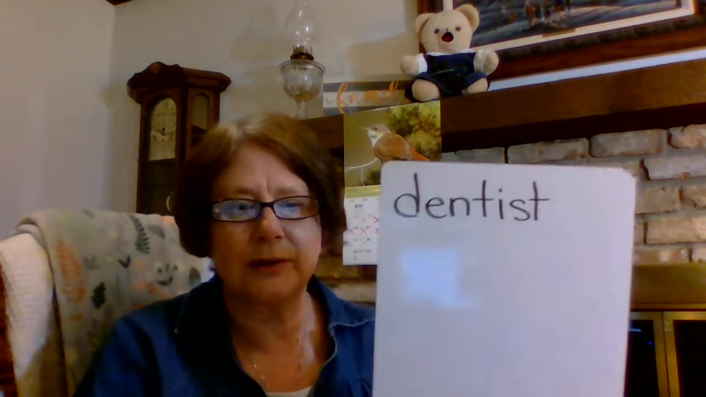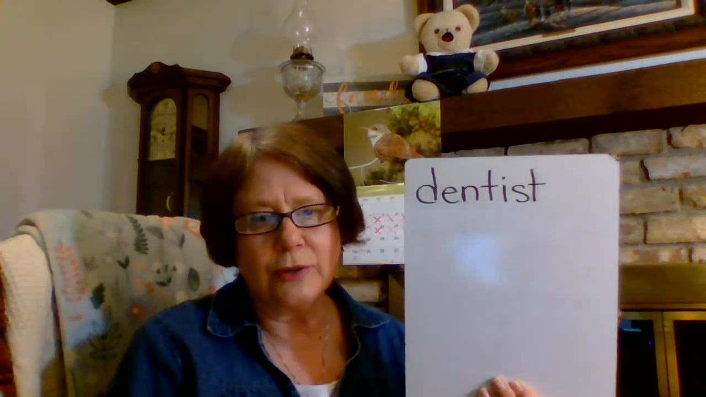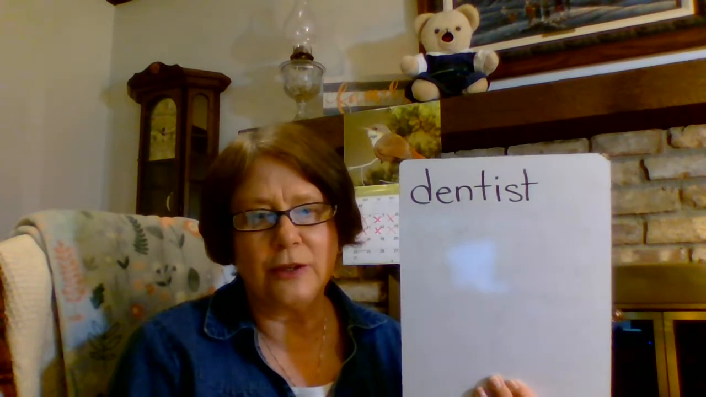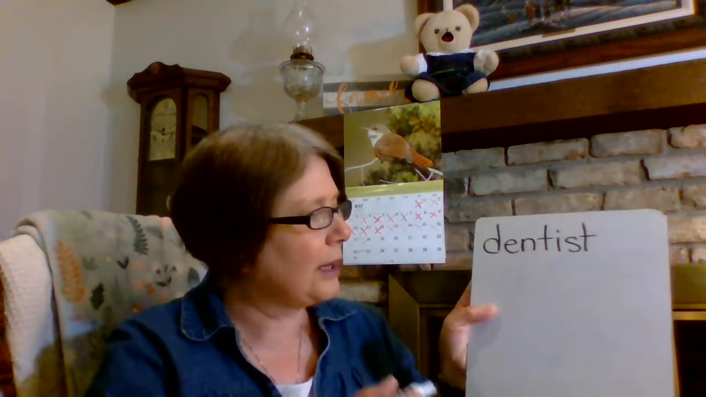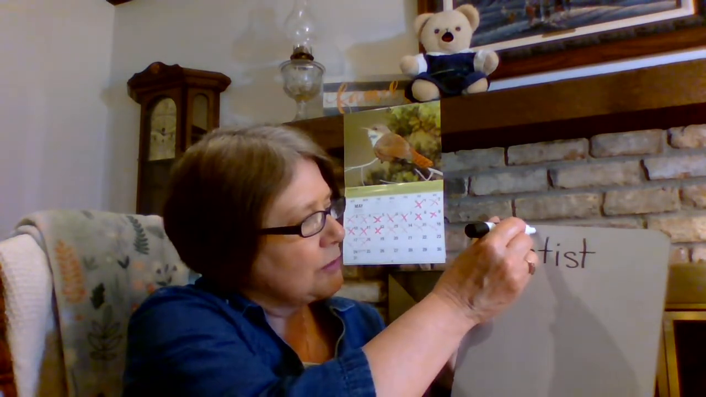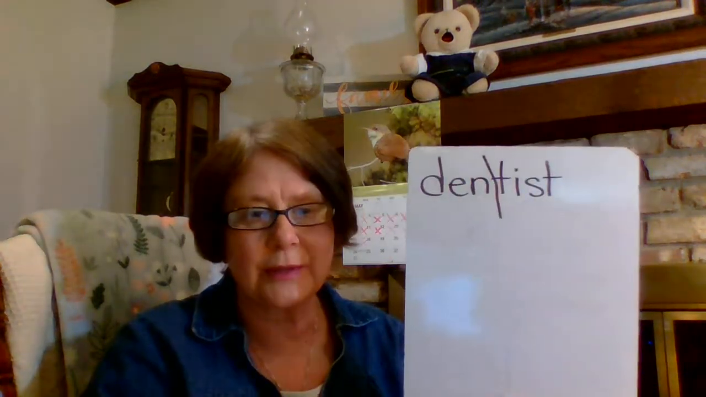Now the first one is dentist. I'm going to write the word dentist on here. Okay, dentist. If you tap it on your thigh or on your leg, you're going to hear two parts. Dentist. We usually break these into two parts when we're learning how to read them. So you put a line like this between the two syllables. That means the two parts of the word, dentist.